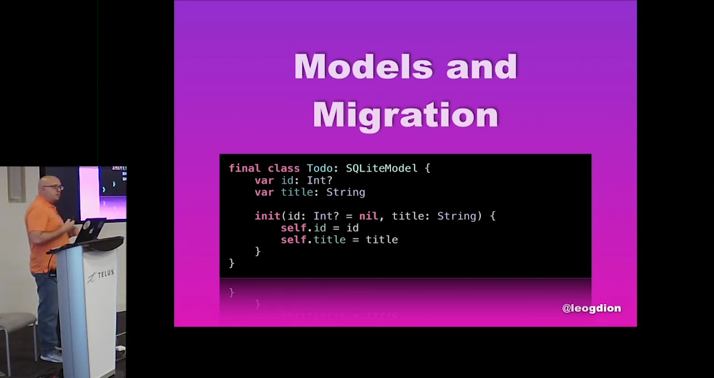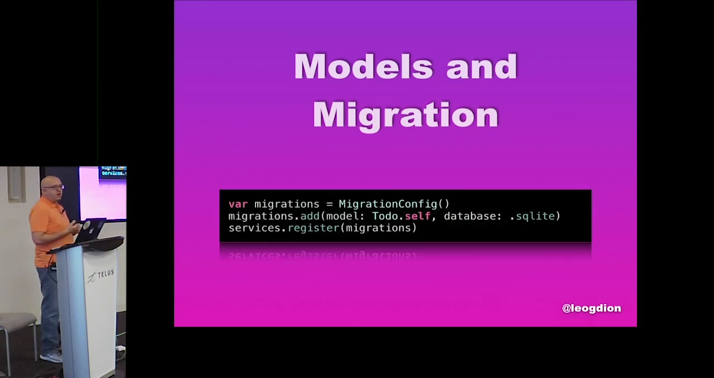What to-do needs to do is it needs to implement a migration protocol, and there really is no custom code needed. You just have an extension that implements migration, which we'll show in a little bit. And what that'll do is allow us to set up migration configuration, and that migration configuration will then automatically create that table if it doesn't exist when you first start up your server. So we have here migration configuration, add the model for our to-do items. We're going to be using SQLite, register it, and it goes along with a lot of the other middleware that we'll set up with our application.